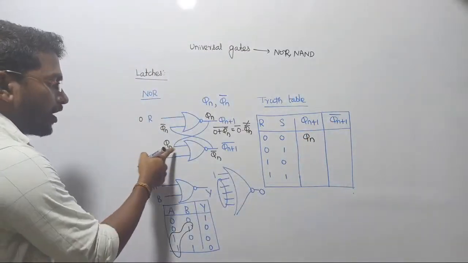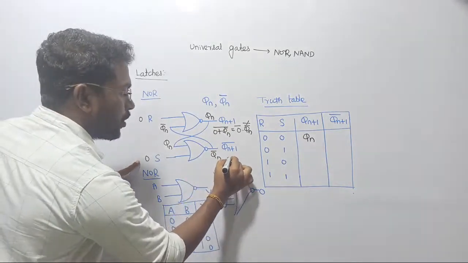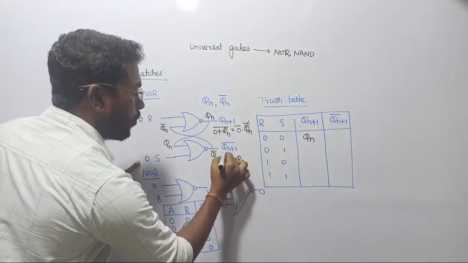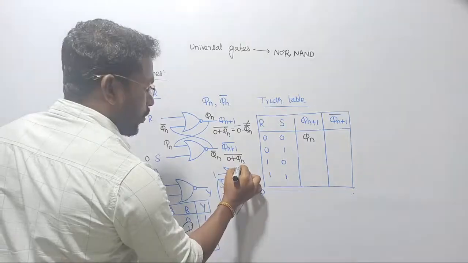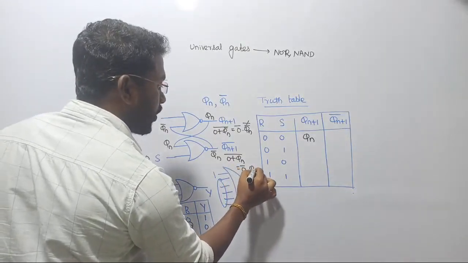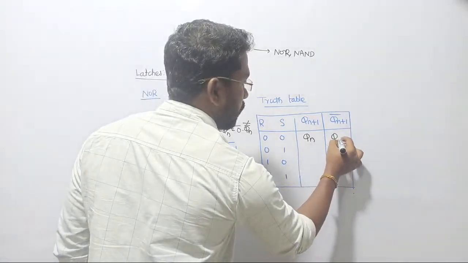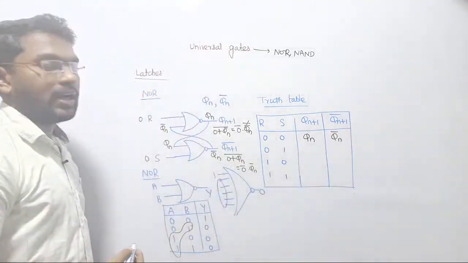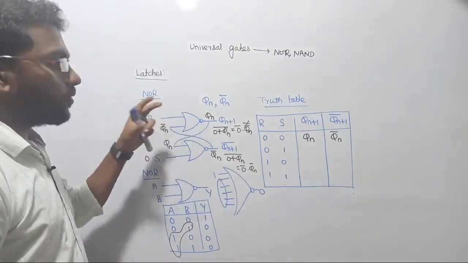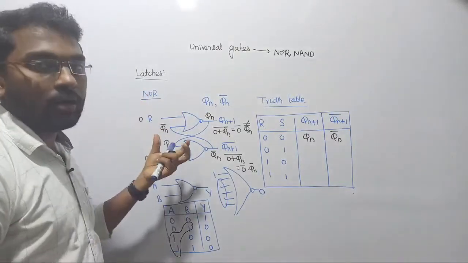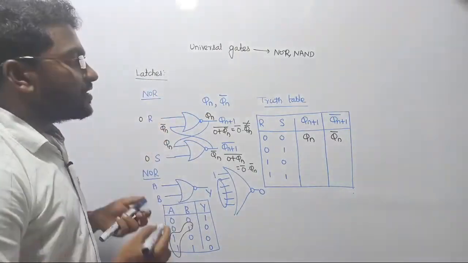Similarly, if we pass qn through this gate, it will become what? 0 plus qn whole bar. According to De Morgan's law, once again this is going to be 0 bar dot qn bar, such that 0 bar will become 1, and qn bar will again be qn bar only. That is how we are predicting the output, whenever the outputs of the logic gates are not predictable exactly in the case of a sequential circuit.